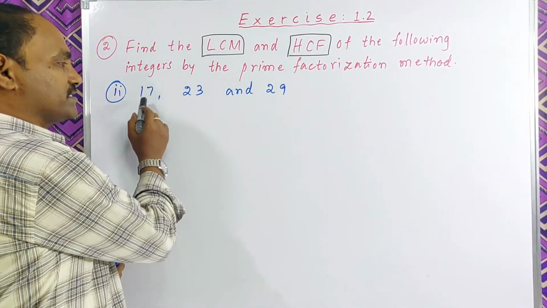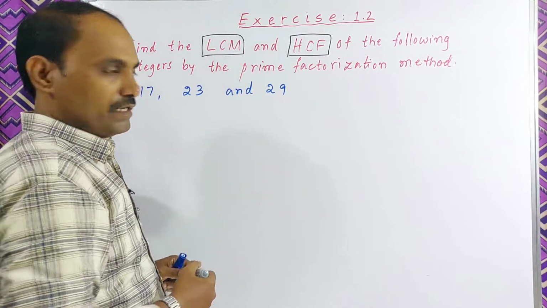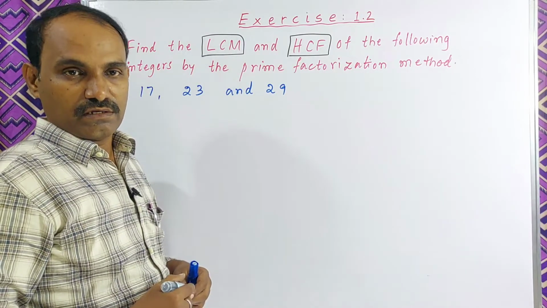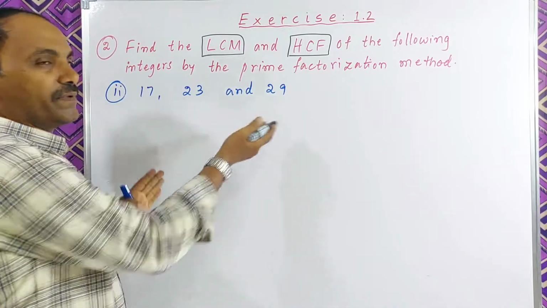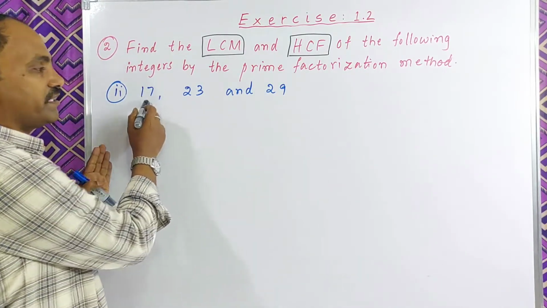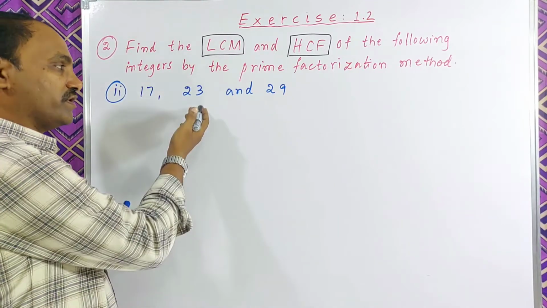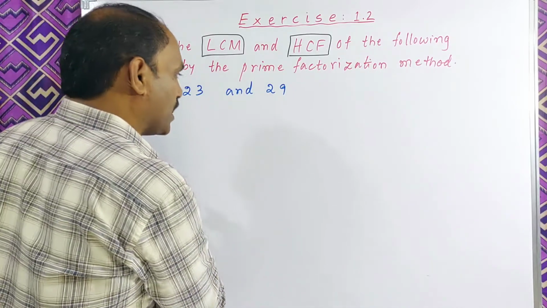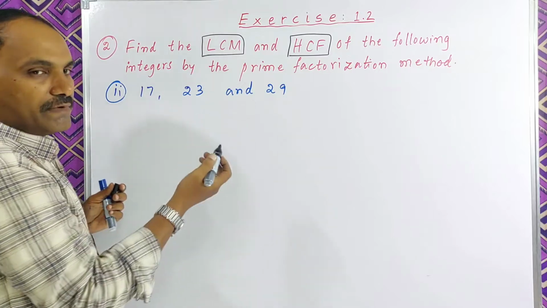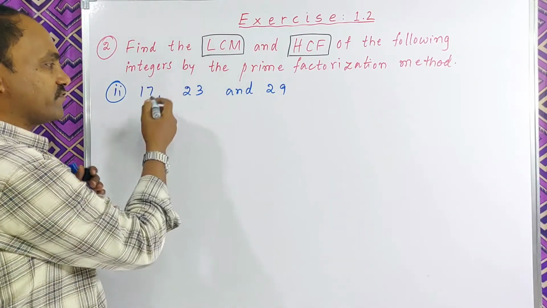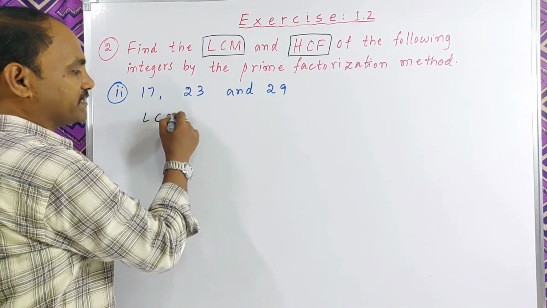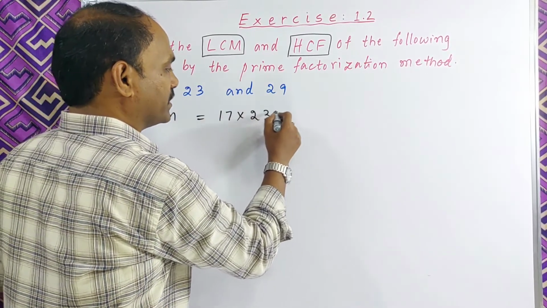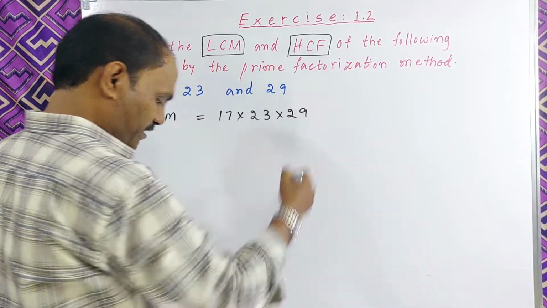Yes, second question: 17, 23 and 29. Look at these. These 3 are prime numbers only. No prime factors are there. That's why 17 is written as 17 only, 23 as 23 only, 29 as 29 only. So no common factors are there. All are co-prime numbers, relatively prime numbers. That's why in this case LCM is equal to 17 into 23 into 29.